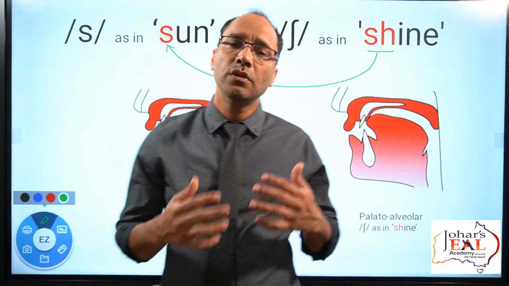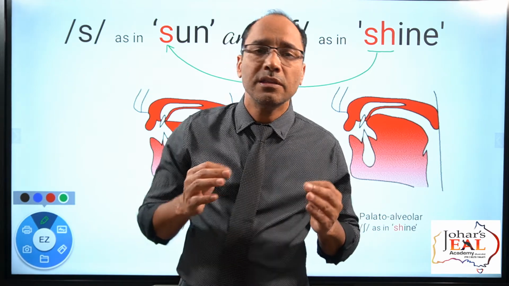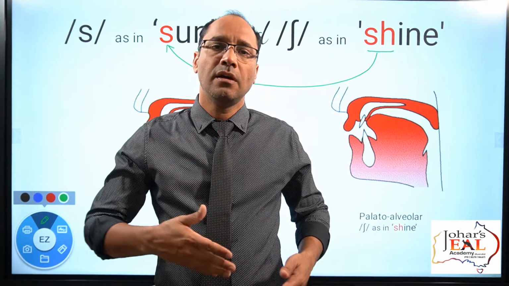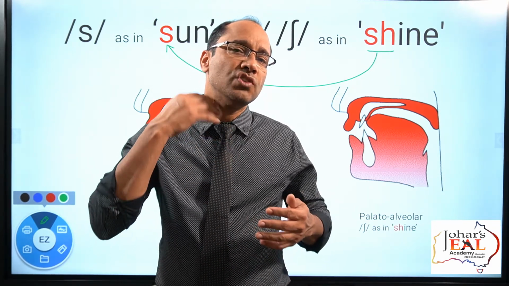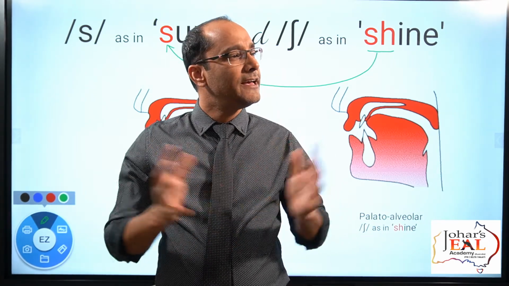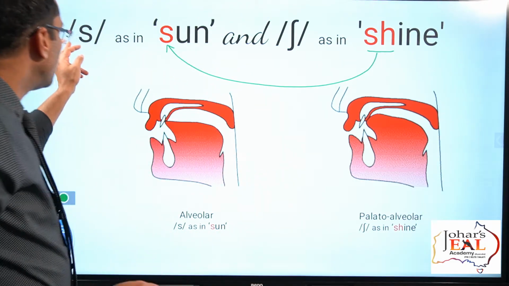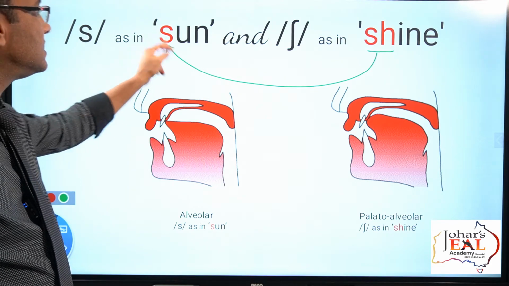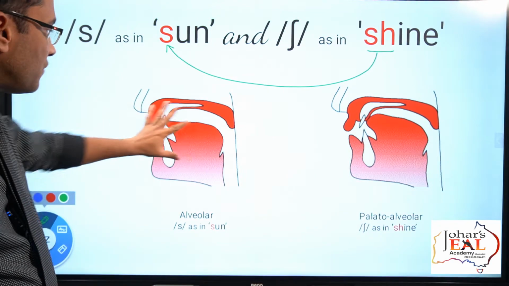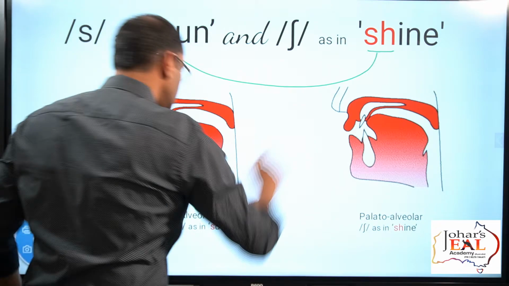First of all, to improve our pronunciation, we need to understand the mechanism. Mechanism means how these sounds are produced, how the air from the lungs comes out, the manner in which air passes through the articulators, and which articulators are involved. One is S as in sun, and the other is Sh as in shine. We'll discuss the position of the articulators in these two sounds.